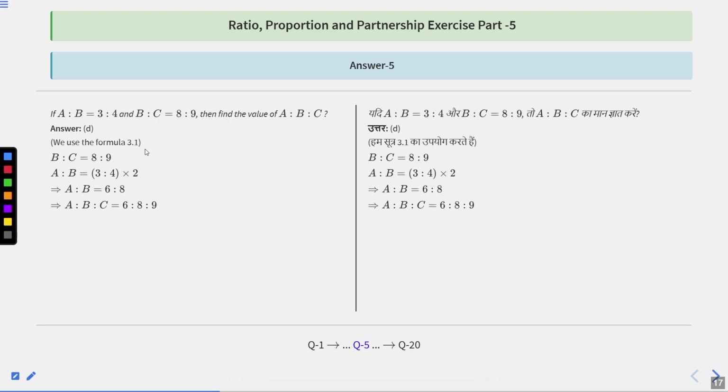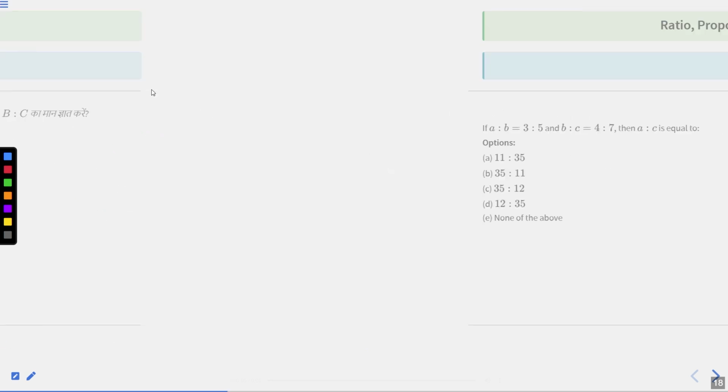So the question says that we use formula 3.1 in this question. B ratio C is 8:9. A ratio B is 3:4. So we make B equal in both the ratios, because B is common in B ratio C and A ratio B. So what can we do? Multiply B by 2 in the ratio A ratio B. So B becomes 8. So A ratio B is 6:8 and B ratio C is 8:9. So A ratio B ratio C becomes 6:8:9. So D is the correct answer. Next one.